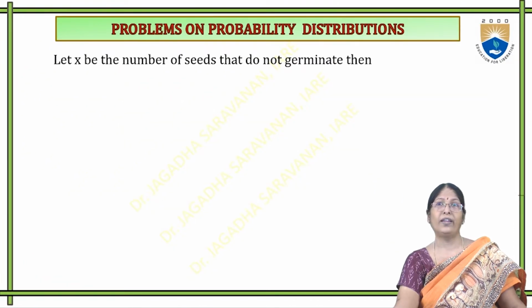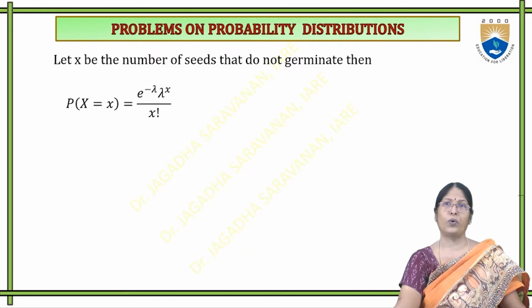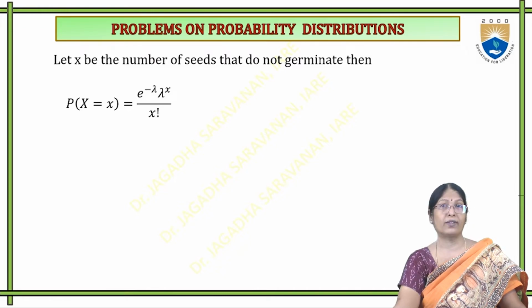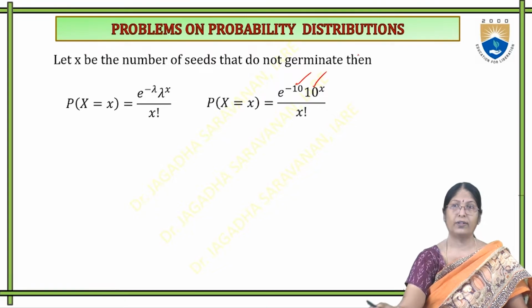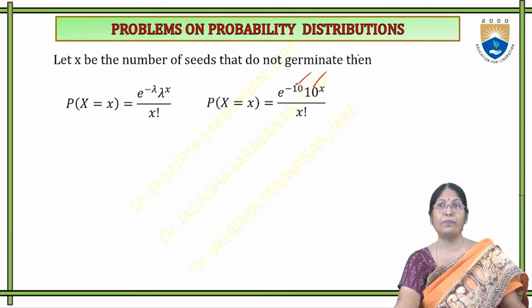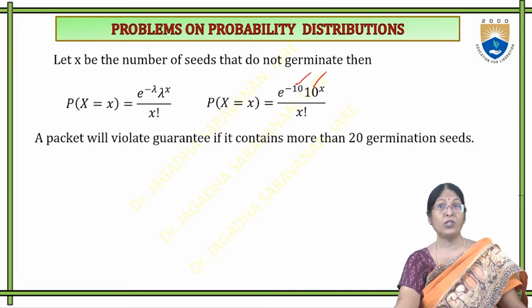So we can let x be the number of seeds that do not germinate. Then P of x equal to x e power minus lambda, lambda power x by x factorial. What we obtained, that is in the place of lambda, we replace it by 10. A packet will violate guarantee if it contains more than 20 germination seeds.